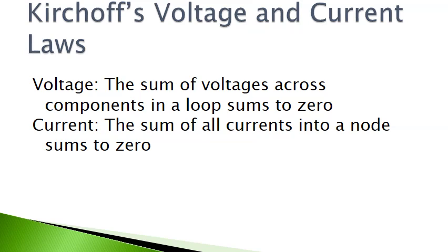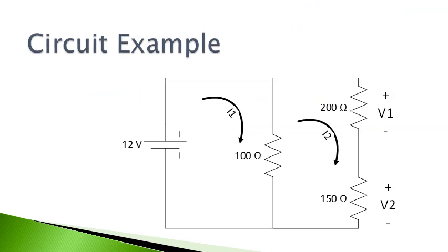We use Ohm's law in conjunction with Kirchhoff's voltage and current laws. The voltage statement of this is that the sum of the voltages across all components, including your batteries and other voltage sources, in a loop sums to zero. The current statement of Kirchhoff's current law is that the sum of all currents into a node sums to zero. So voltages sum around a loop, and current is focused at a node where we have all the currents into or out of.